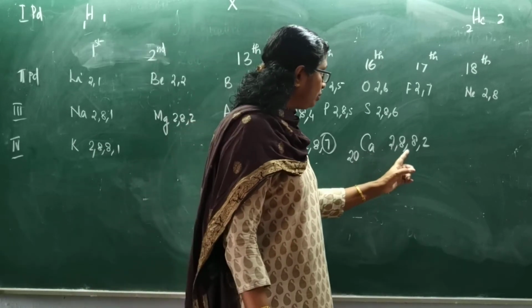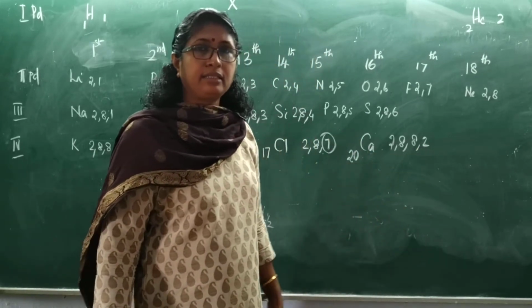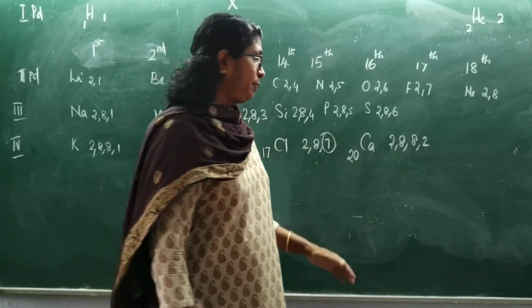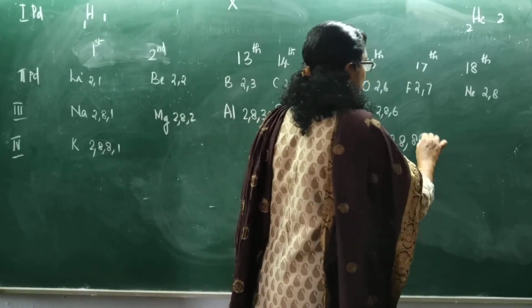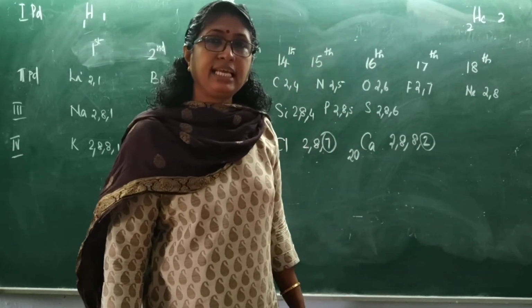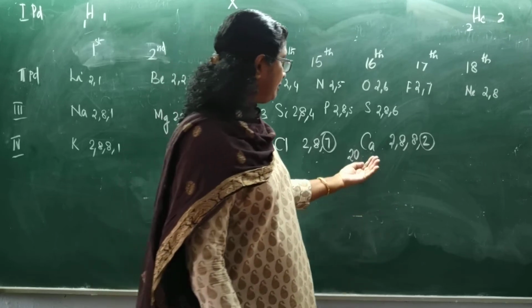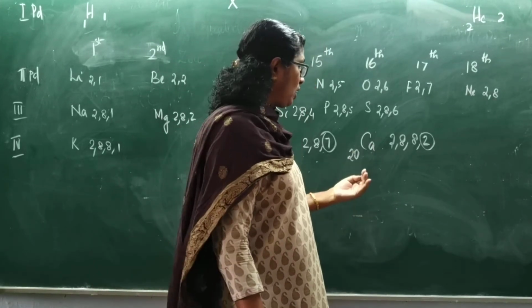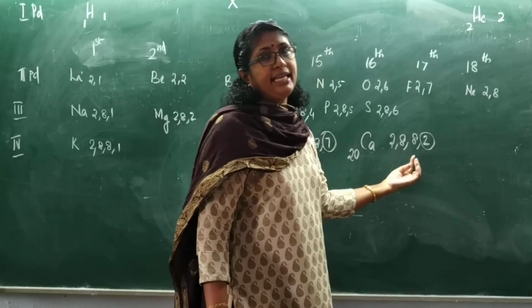Here 1 2 3 4. 4 orbits are there. That means it belongs to the fourth period. 2 electrons in the outermost shell show that it is in the second group. So calcium with atomic number 20 belongs to the fourth period and second group.